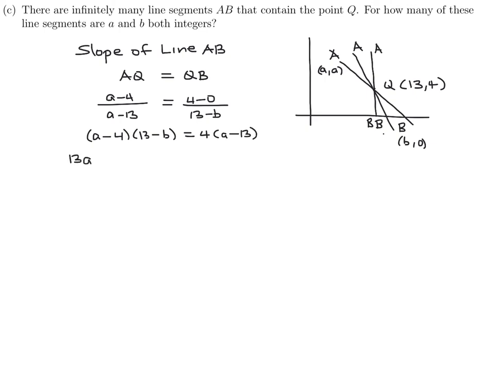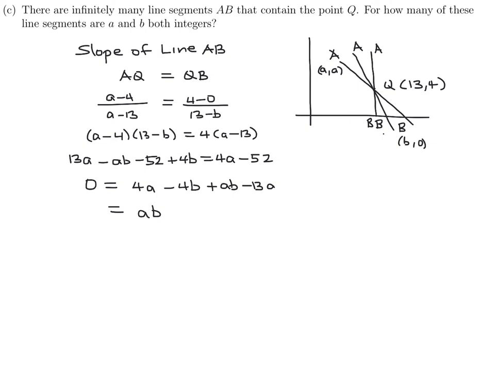13a minus ab minus 52 plus 4b is equal to 4a minus 52. Put everything on one side, and when you do, you get, let's see here, 4a minus 4b plus ab minus 13a. Okay. That doesn't look like it can factor very well. Let's see if I can rearrange this a bit. ab minus 4b, we'll keep those the same.